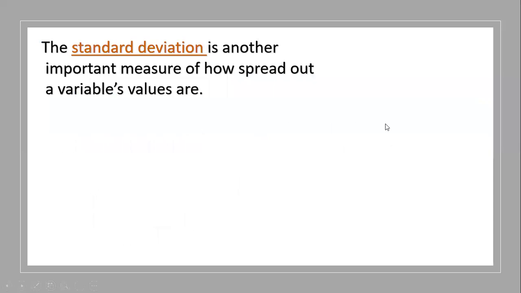And we indicated earlier that we were going to talk about another important measure of spread besides the interquartile range and the range. And that is something very important that we refer to as the standard deviation of a variable. It is yet another important measure of how spread out a variable's values are.